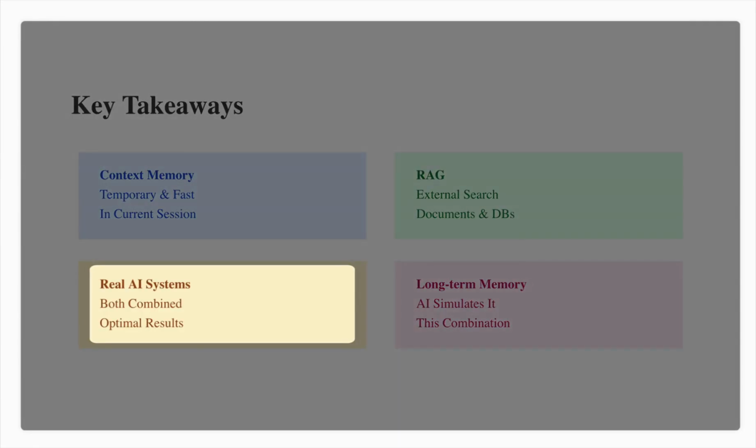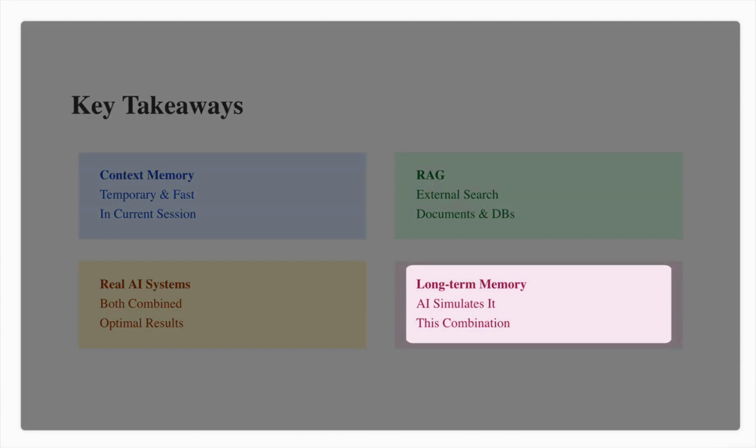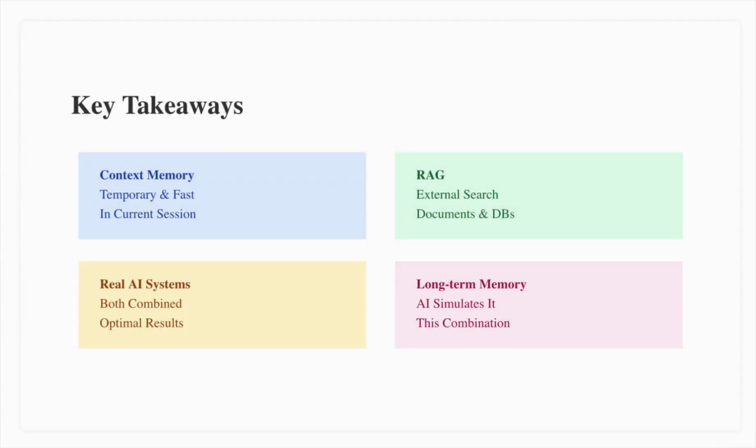Real AI systems combine both approaches strategically. This integration ensures optimal performance by leveraging the strengths of each method. By merging context memory and RAG, advanced AI simulates long-term memory. This is how modern assistants maintain continuity and depth over time. As we conclude, remember that effective AI memory isn't about size, it's about smart architecture.